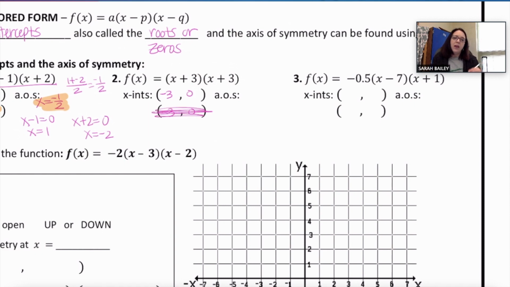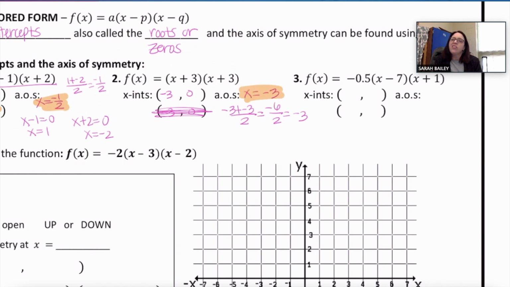So when I do p plus q divided by 2, I'm going to do -3 plus -3 divided by 2. Does that make any sense? If I do that, I get -6 divided by 2, which is just -3. The axis of symmetry is equal to x equals -3.